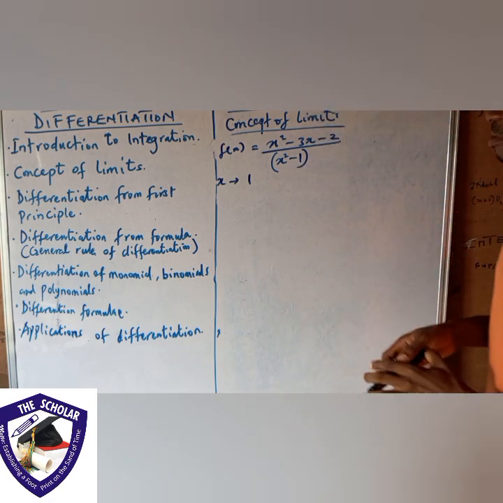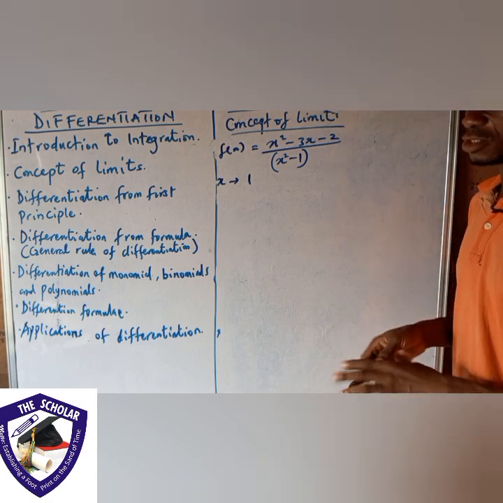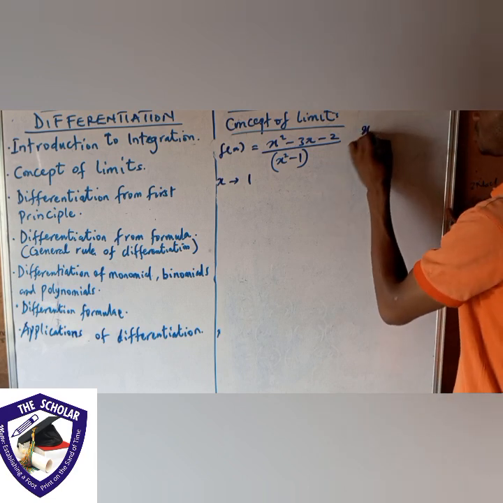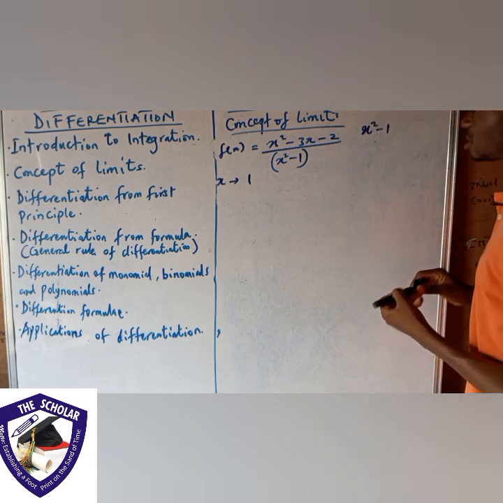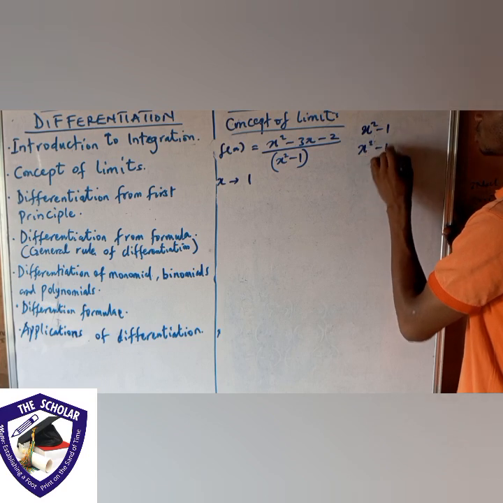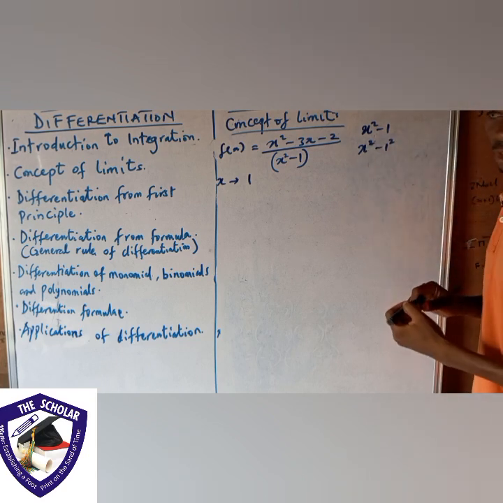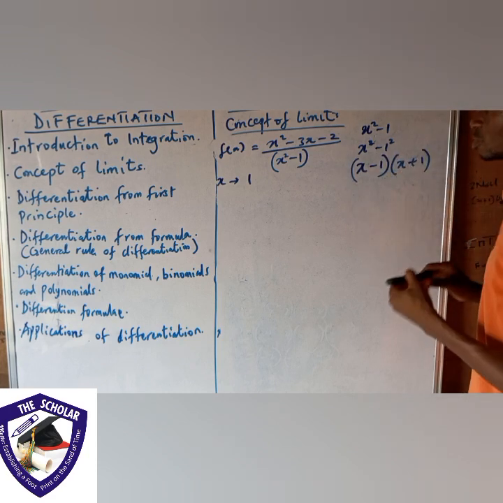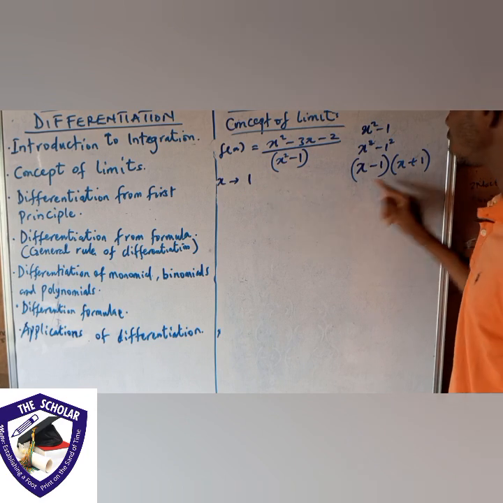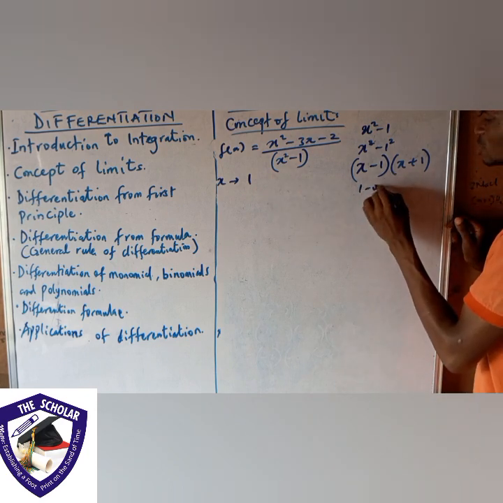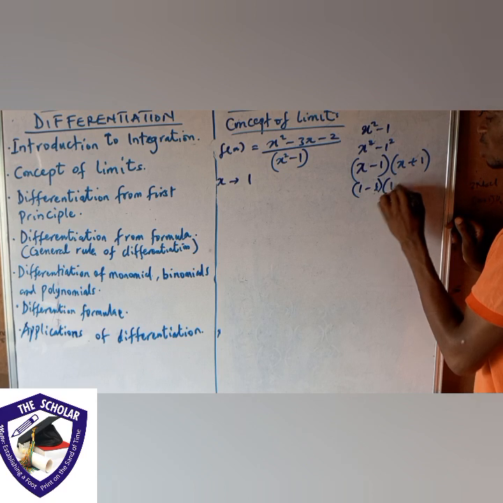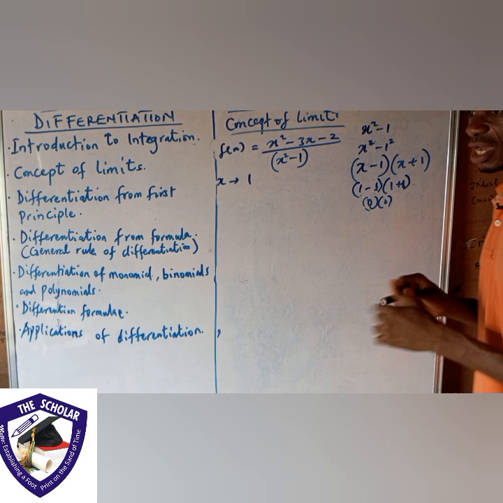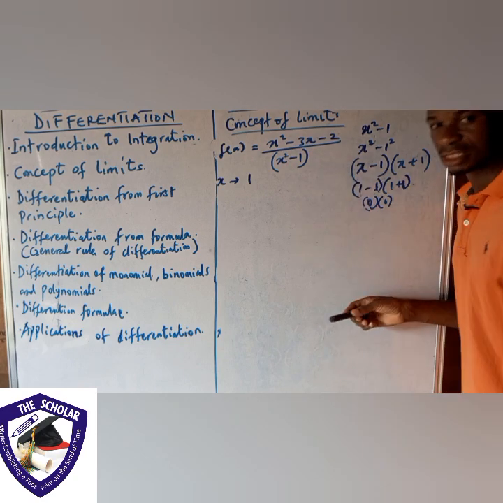In this case, you cannot substitute directly into this. The reason being that if you look at the denominator here, x squared minus 1, the interpretation is same as x squared minus 1 squared. And this is difference of 2 squares, which can be expressed as x minus 1 into x plus 1. So when you substitute x is equals to 1 here, automatically this one becomes 1 minus 1 into 1 plus 1. And 1 minus 1 will give us 0. 0 multiplied by anything will give us 0. And ideally, you are not supposed to have 0 at the denominator.